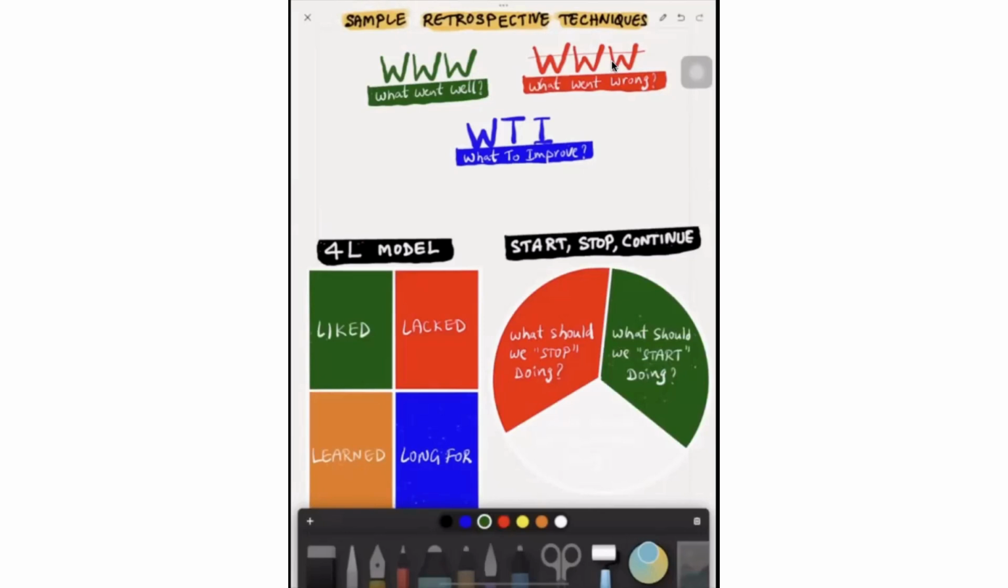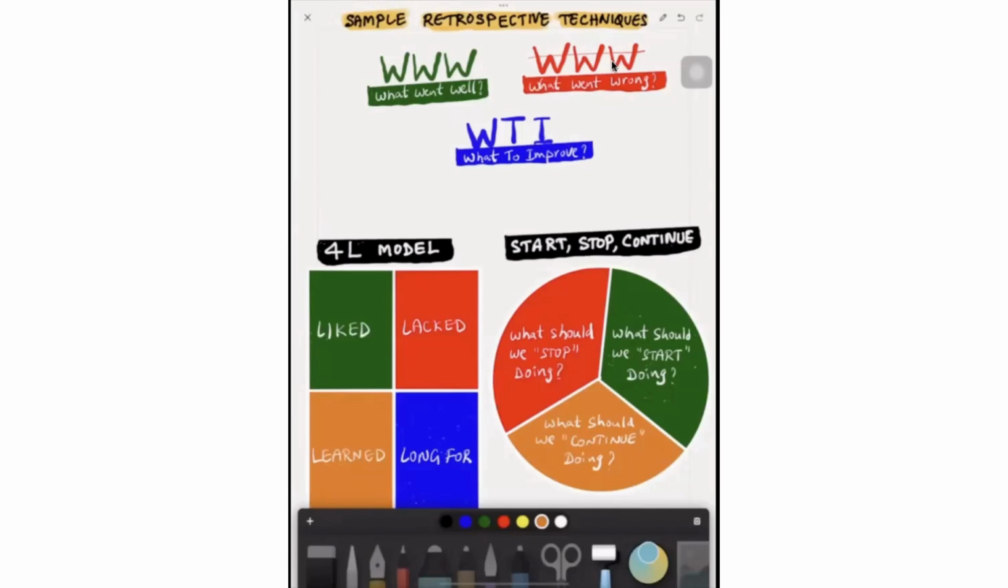And then what should we start doing newly? That means what are some new things that we have to introduce in the team so that we'll become better? Again, could be related to processes, tools, techniques, or anything else. And what should we continue doing? Because we have experimented and used them in the current sprint, and we realized that they're helping, and we believe that they still are going to help in the subsequent sprints. So we are going to continue.